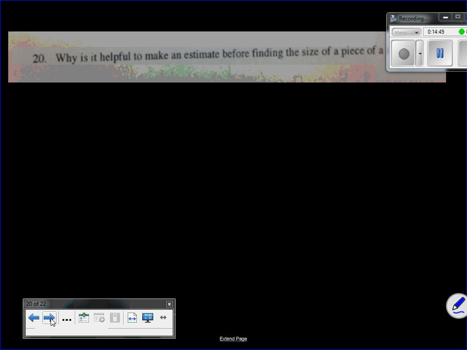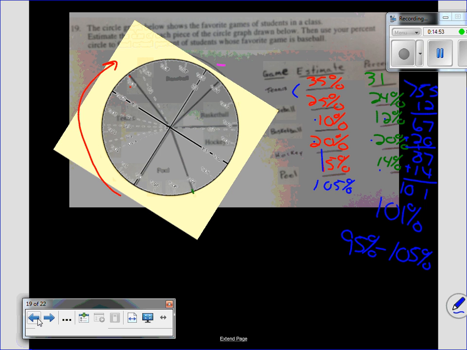Almost done here, kids. Why is it helpful to make an estimate before finding a piece? Because you can see here how these estimates let me know if I'm on the right track. That's why it's important, to see if your measuring and your estimates are similar. Because if baseball was supposed to be at 10% and all of a sudden I measure this one at 1%, I know I'd be really far off.